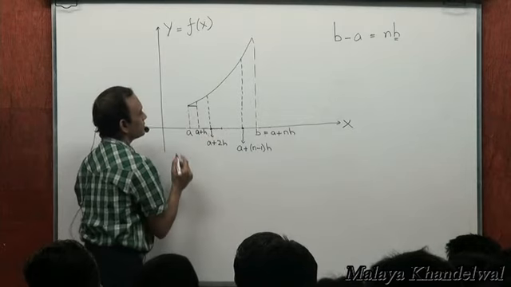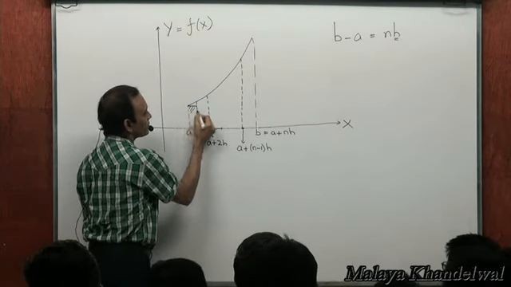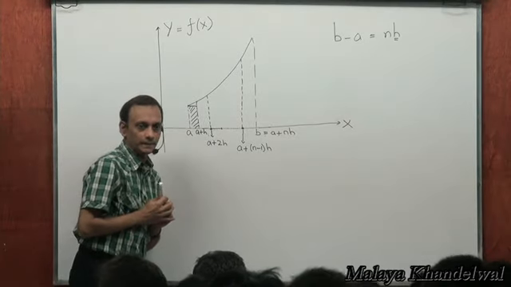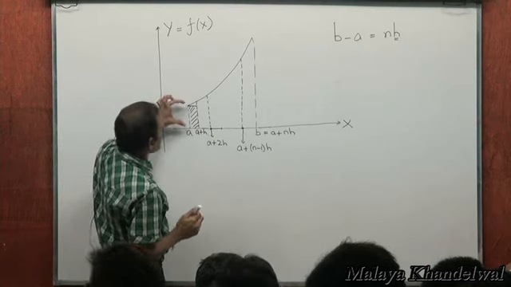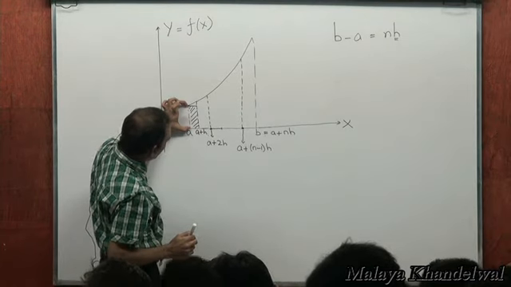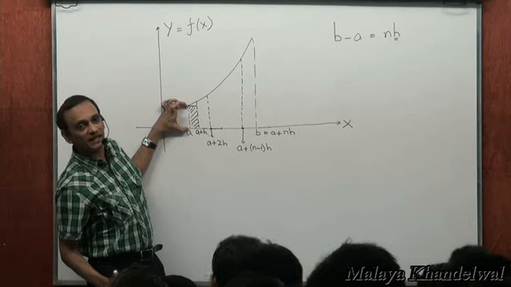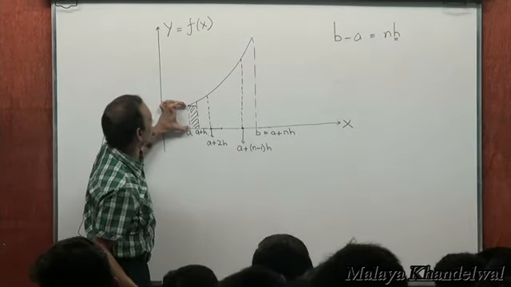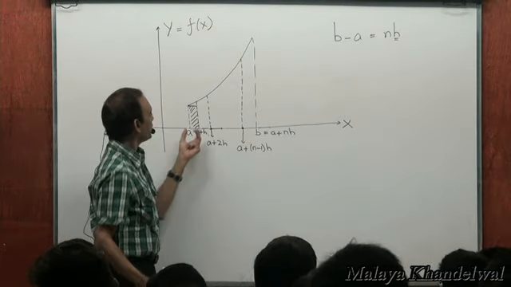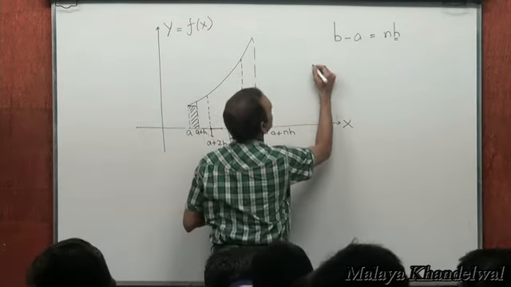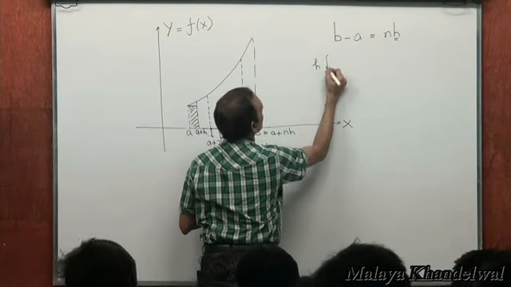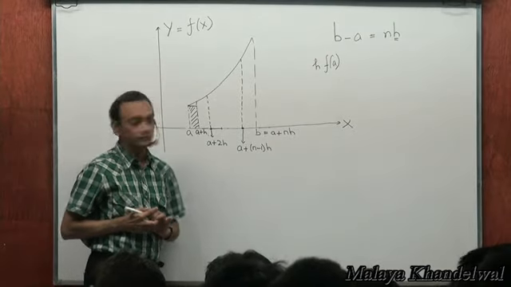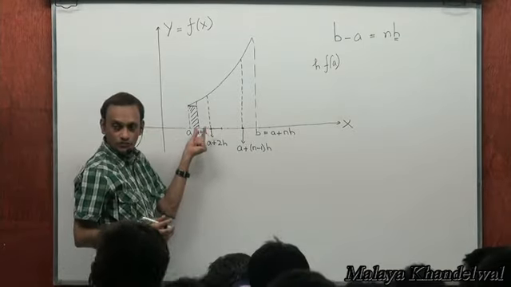Now, this entire thing, say this is a rectangle. This is a rectangle, right? This rectangle, the shaded area that you see, this length is f(a) and this length is h. What is the area of the shaded region therefore? f(a) into h. Right? f(a) into h.